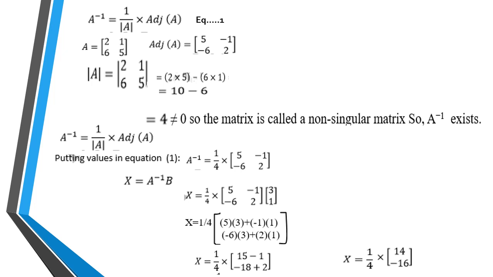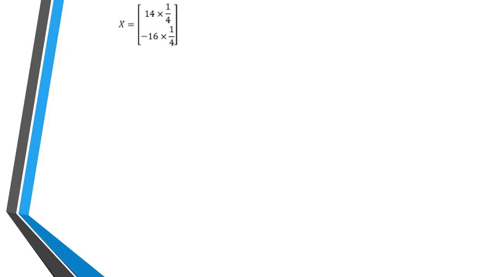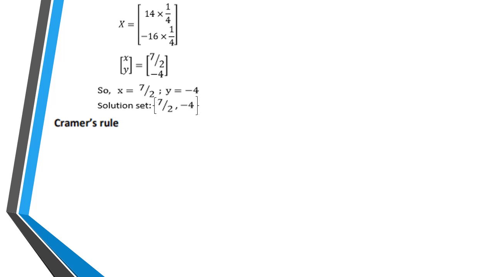15 minus 1 is equals to 14. Minus 18 plus 2 is equals to minus 16. Multiply 1 by 4 with 14 and minus 16. You will get the answer 7 by 2 and minus 4. X is equals to 7 by 2 and y is equals to minus 4. So the solution set is 7 by 2 comma minus 4.